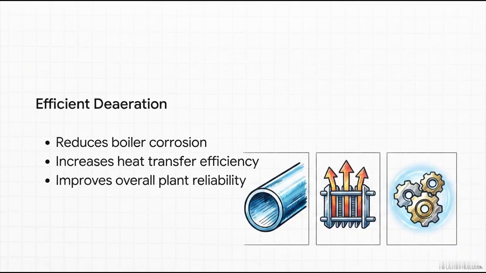Second, because you no longer have all those tiny gas bubbles insulating the pipes from the inside, it significantly increases heat transfer efficiency. The boiler actually uses less fuel to heat the same amount of water. And third, it vastly improves overall plant reliability. When your internal components aren't constantly being eaten alive by acid and rust, you don't suffer from those unexpected catastrophic shutdowns. It's a total game changer.